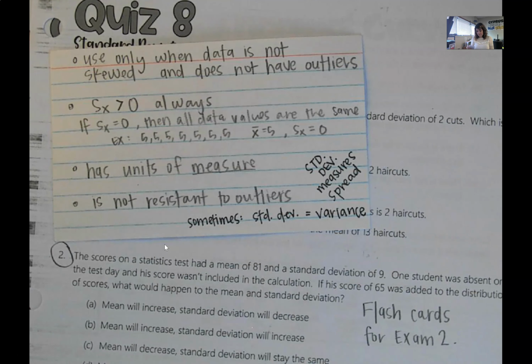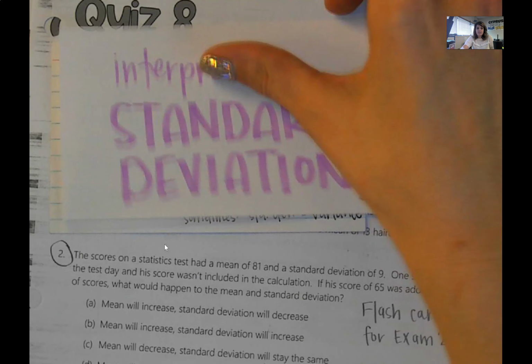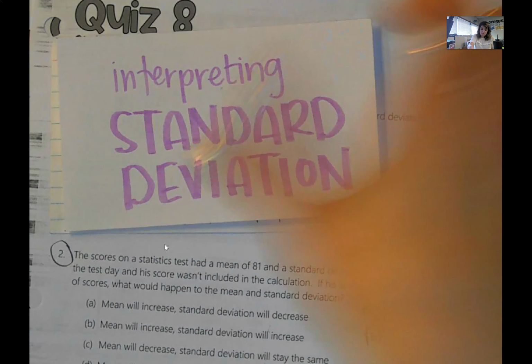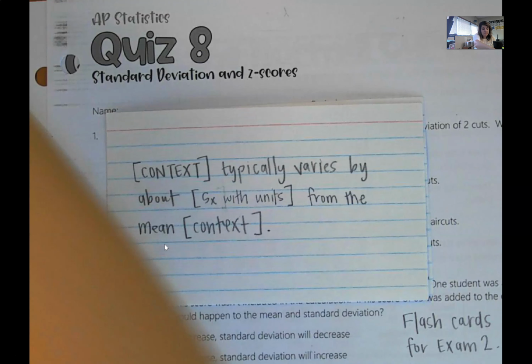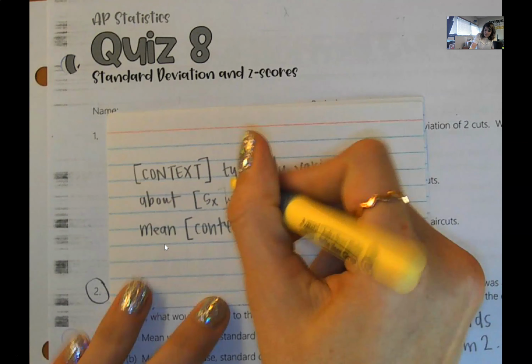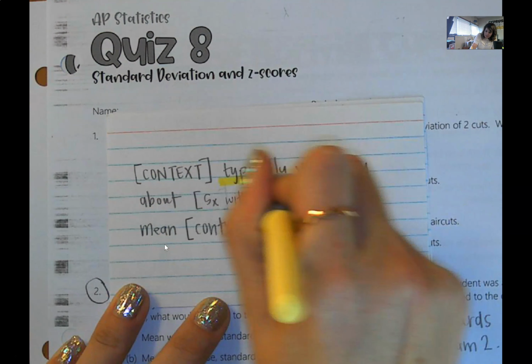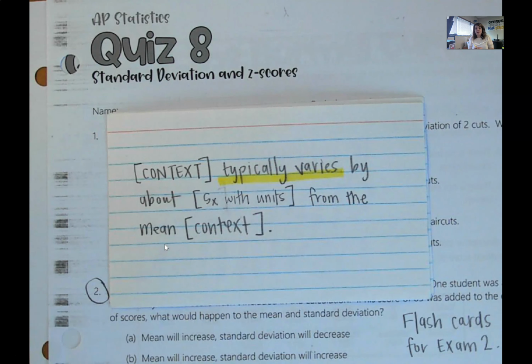Then I have interpreting standard deviation. The biggest thing to make sure that you know on this flashcard is "typically varies." Don't use any other phrasing. Don't use the word "tends," as in "the data tends to vary by." Just memorize the phrase "typically varies."